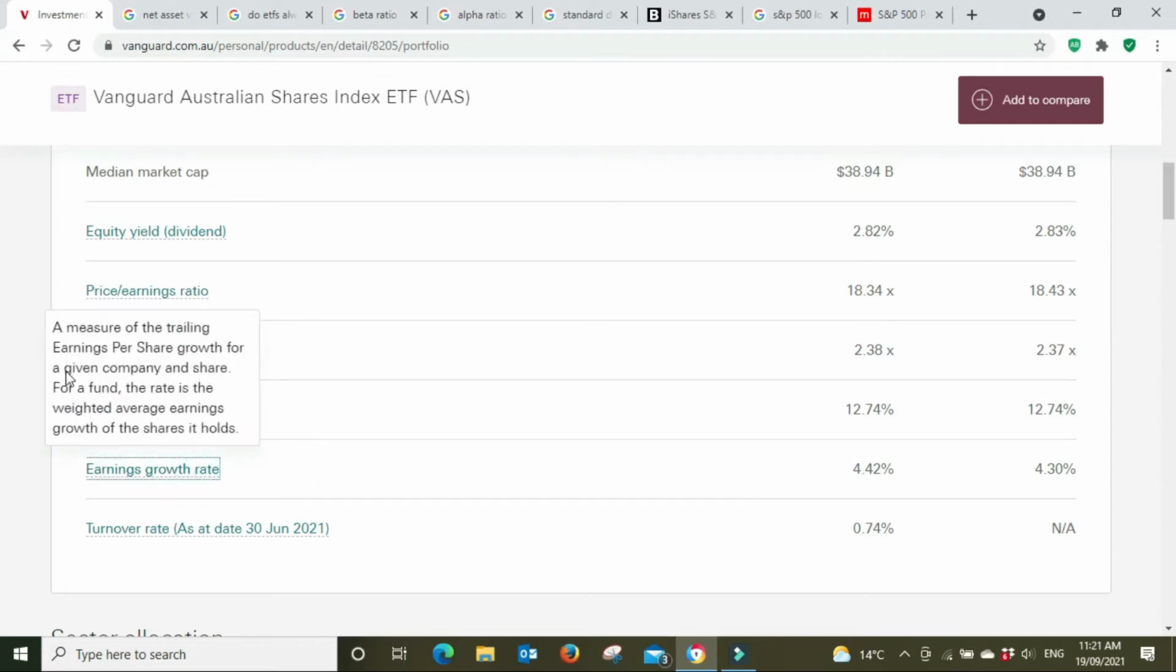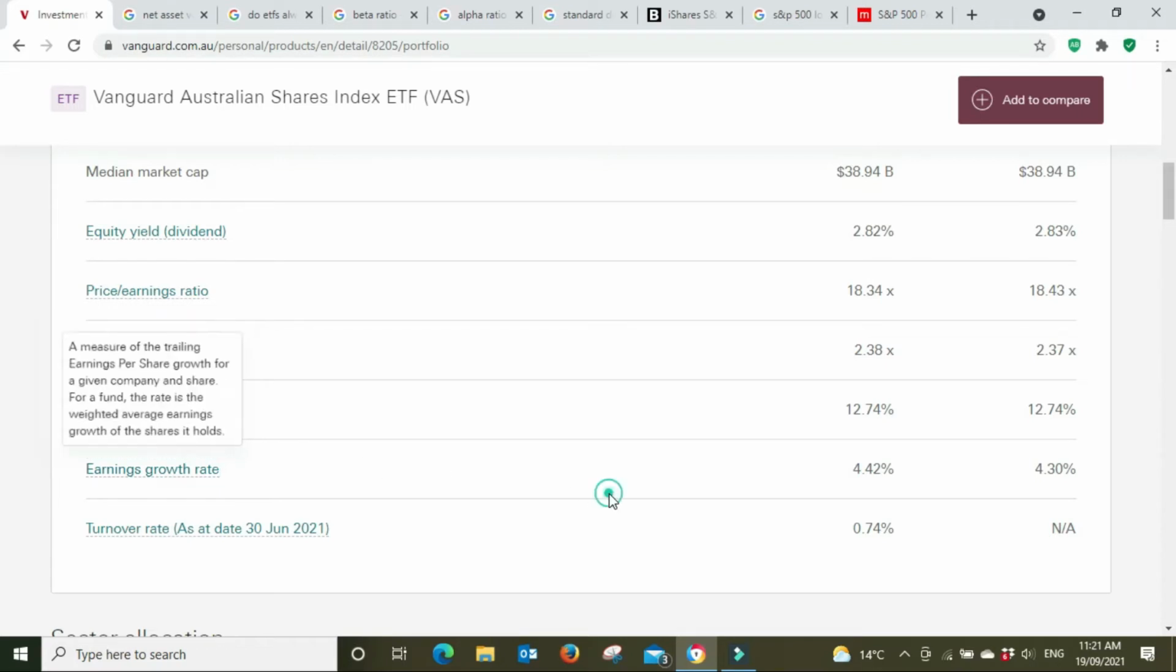Earnings per share growth for a given company and share, weighted average growth across its share. So what the growth rate is per share is 4.42%. So the earnings are growing at 4.42% per annum. The turnover rate is just how many shares have to be basically moved out, sold off to rebalance at the end of the rebalancing period to keep the 300 companies that are in fact the top 300 in the index.